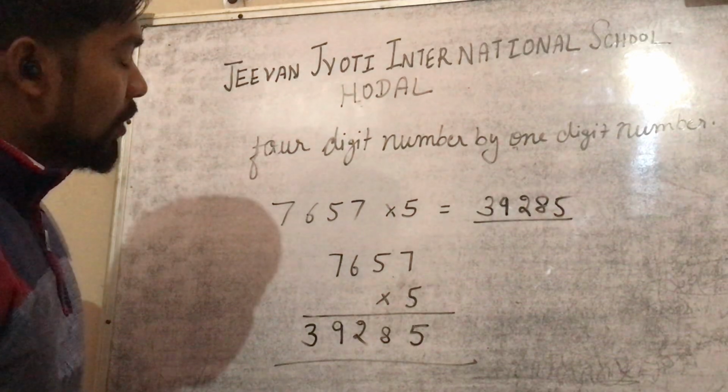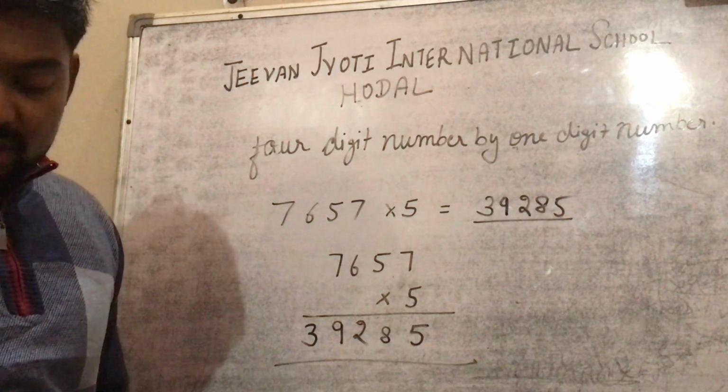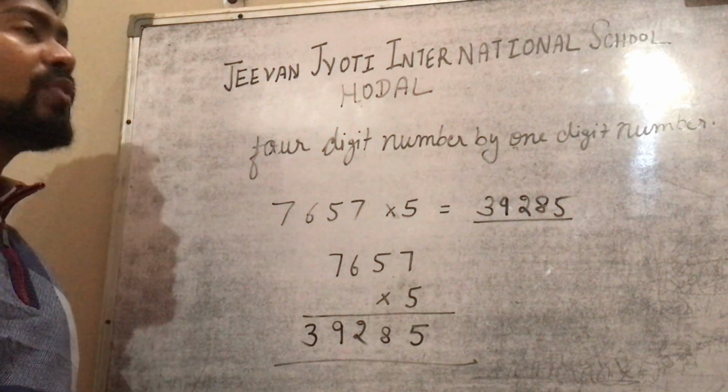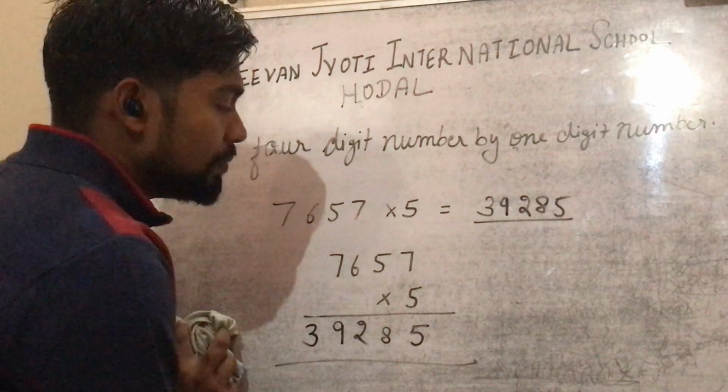So in this way we will do the multiplication of a 4-digit number by a 1-digit number. Let's see one more example.